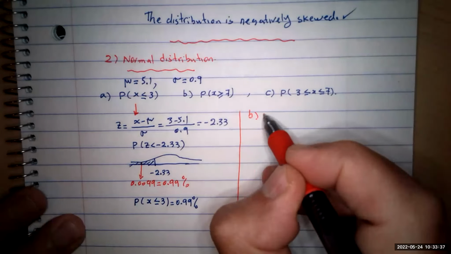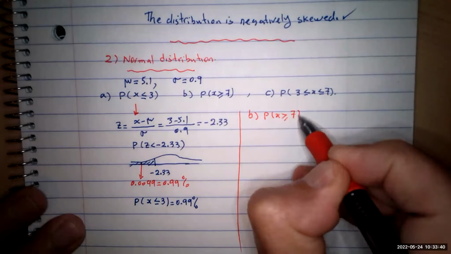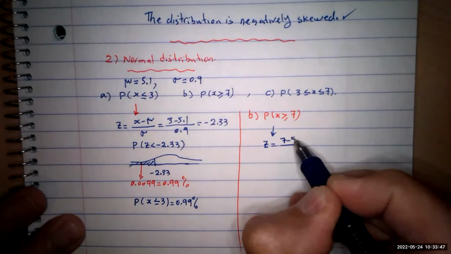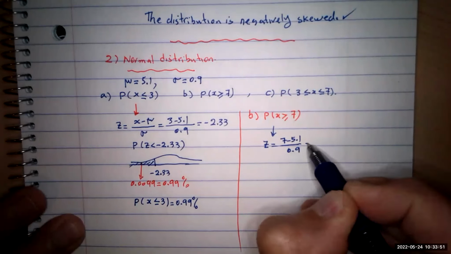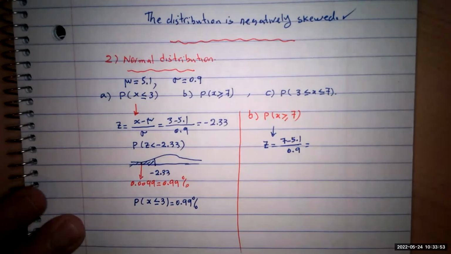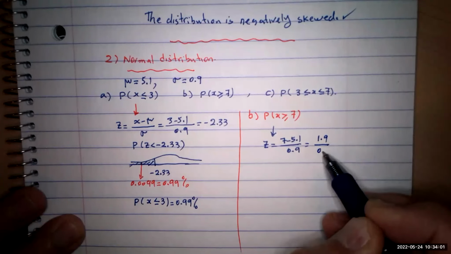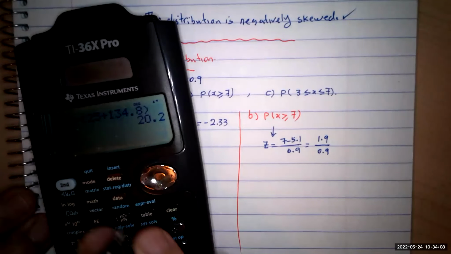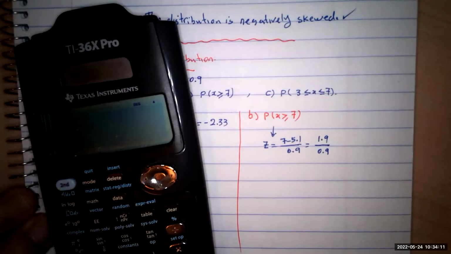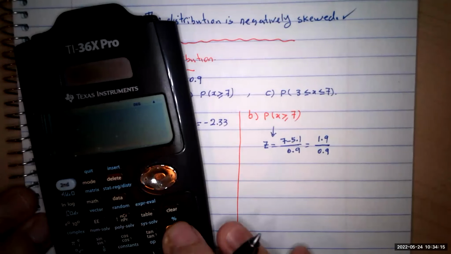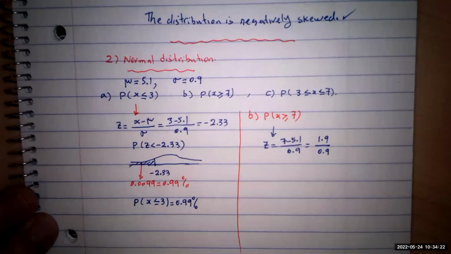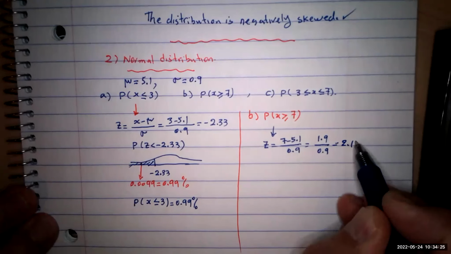So P of X greater than or equal to 7. Then the Z number is going to be 7 minus 5.1 divided by 0.9. So the top is going to be 1.9, and this is 0.9 here. I don't have the number for this one, I have to check it. So 1.9 divided by 0.9 is 2.11, two decimal places.